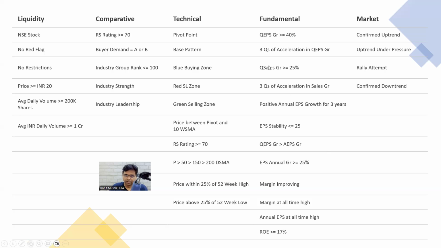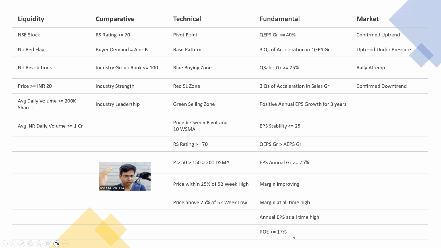Okay. Quarterly sales growth more than or equal to 25%, acceleration in sales growth over three quarters, positive annual EPS growth for 3 years. So from the third year to the second year, if it drops, it doesn't meet our criteria. Okay. Stability should be less than or equal to 25. The lesser, the better. Quarterly EPS growth should be more than annual EPS growth. Annual EPS growth should be more than or equal to 25%. This is 3 to 5 years compounded annual EPS growth. It is given in the MarketSmith table. Okay. Net margin should be improving, preferably should be at an all-time high. Annual EPS should be at an all-time high. Return on equity more than or equal to 17%.